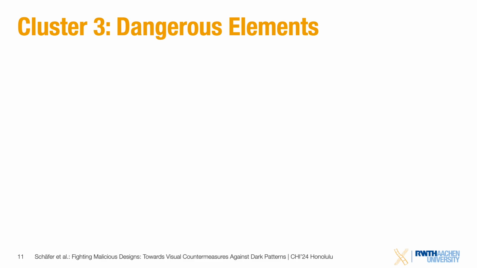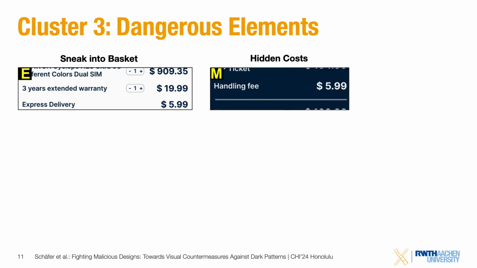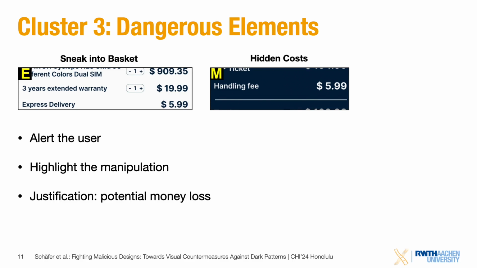The third cluster, dangerous elements, contains the two patterns sneak into basket with an extended warranty and hidden costs that were added in the last step of the purchase. For those patterns, participants wanted to be alerted. Some also stated that highlighting the manipulation would be sufficient. Possibly participants preferred being alerted, as people could lose money over such patterns.